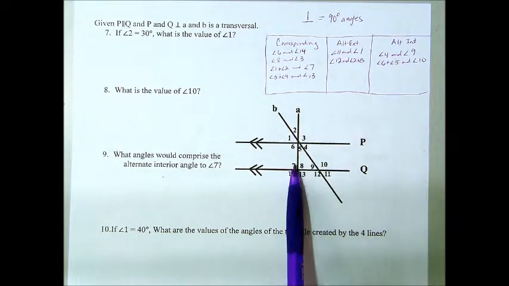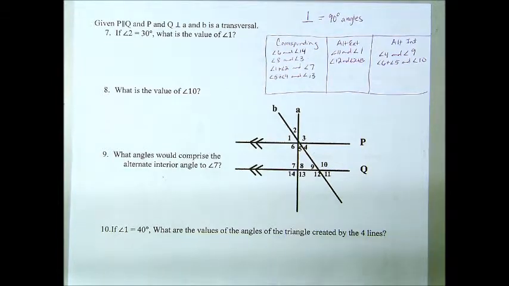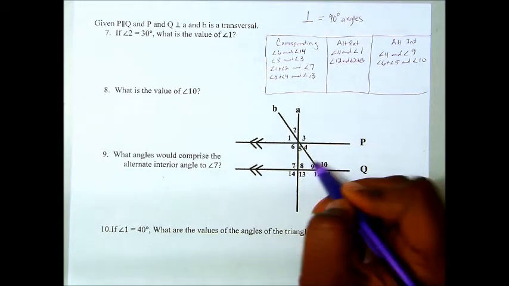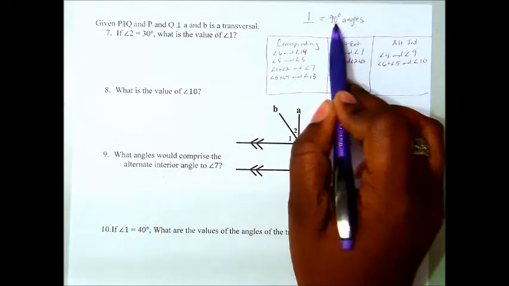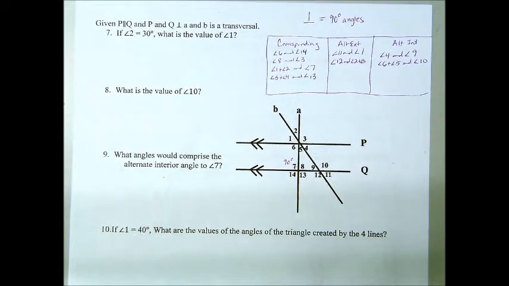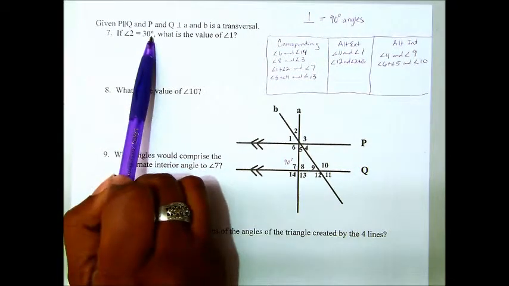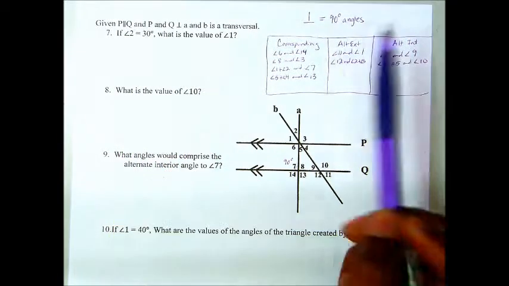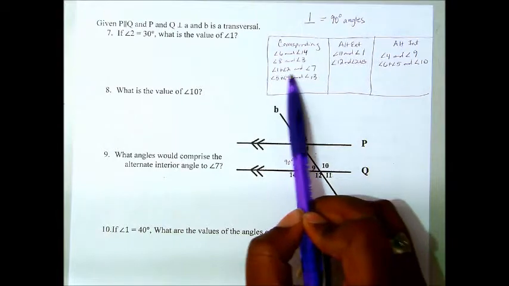So I know angle 7, guess what? If it's a perpendicular line, it equals 90 degrees. So angle 7 is 90 degrees. They told me angle 2 equals 30 degrees. They want to know the value of angle 1. So angle 1 plus angle 2 is equal to angle 7.